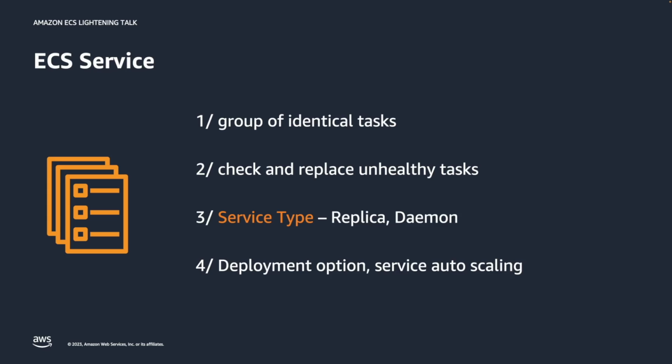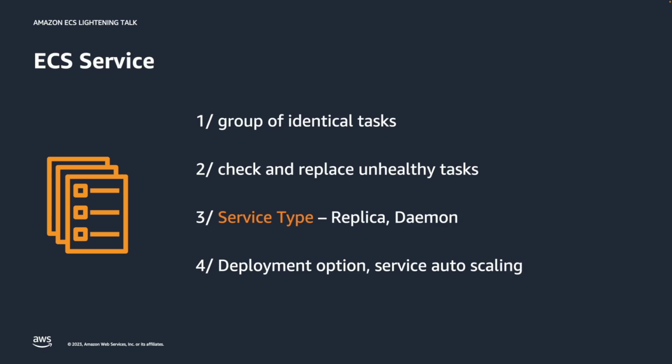A service is a group of identical tasks, and it is responsible for provisioning tasks, as well as for checking task status and replacing a task if it's not healthy. There are two service scheduler strategies available. One is replica, which is usually used and means maintaining the desired number of tasks. The other is daemon, which deploys one task per active container instance. Fargate tasks do not support the daemon scheduling strategy because there's no container instance.